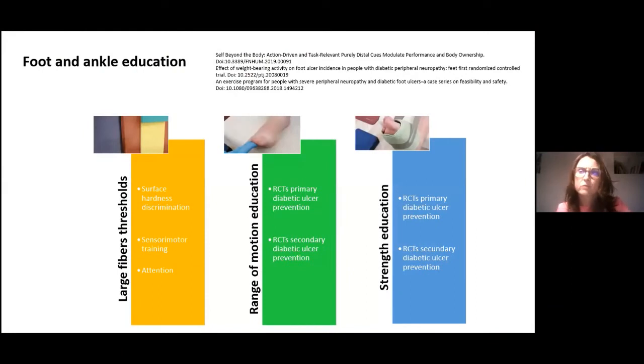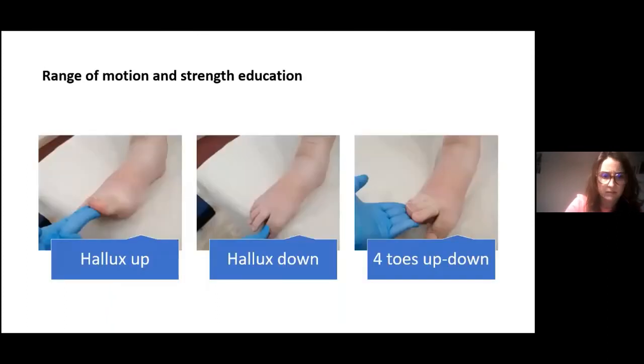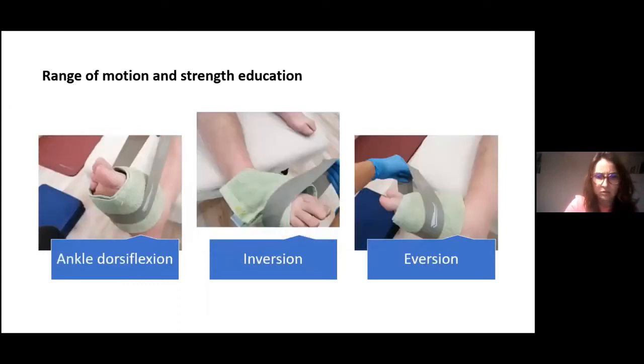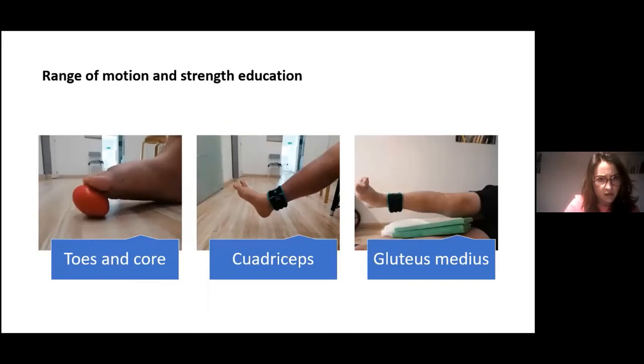Well, there are several randomized controlled trials showing significant improvements through range of motion education, strength, and resistance exercises in people with distal symmetric polyneuropathy, achieving primary diabetic foot prevention and secondary prevention in people with recently healed plantar foot diabetic ulcers. Here you can see several examples of the exercises with the hallux, the rest of the toes, ankle movements, and other parts of the legs.